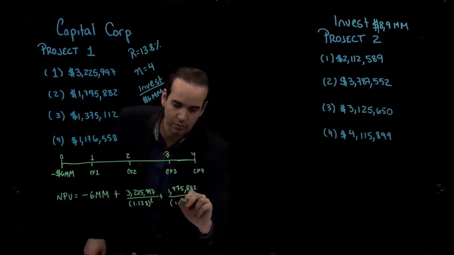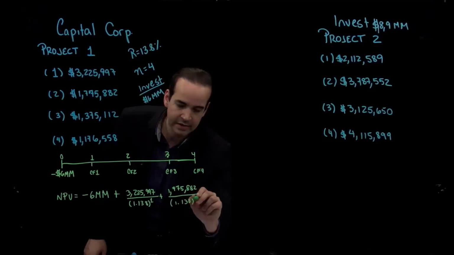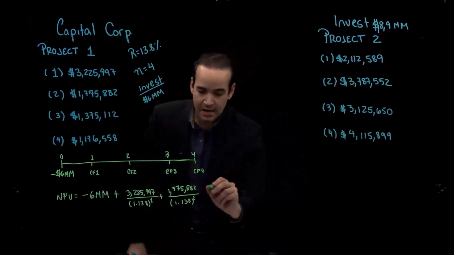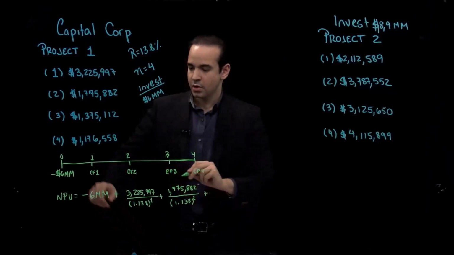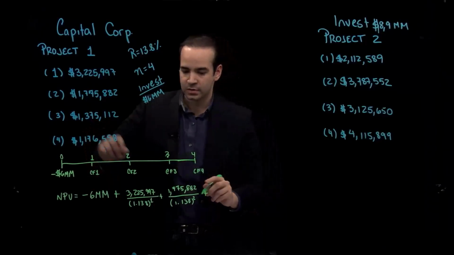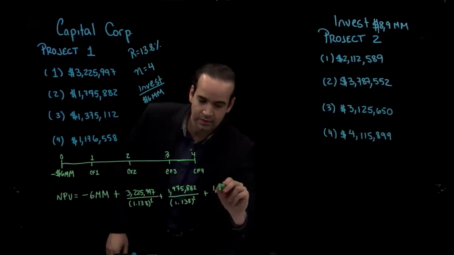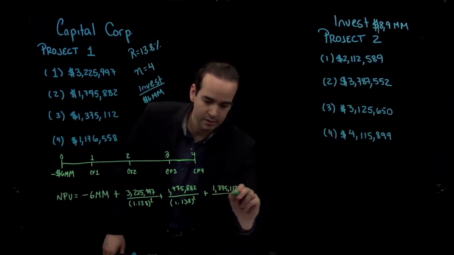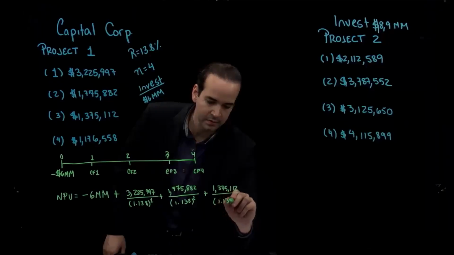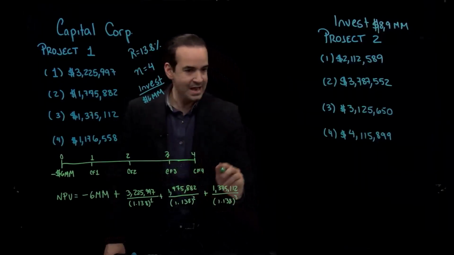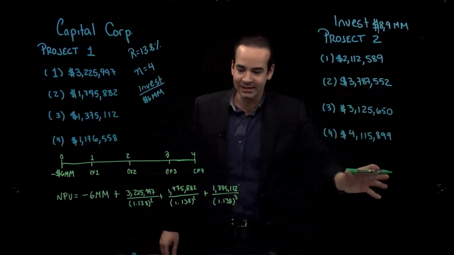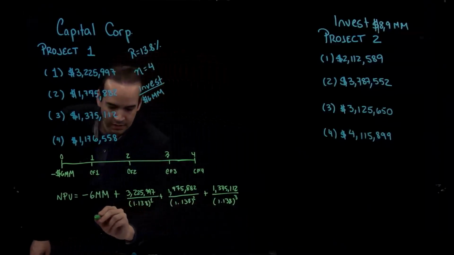And so we will do the same, 1.138, but now it's to the power of 2. Let's keep in mind these are the n's. And then we have the third cash flow, fourth cash flow. So third cash flow, 1,375,112, and we are going to divide by 1.138 to the power of 3. And because I don't want to get into the area that I will need later on, let's continue below.